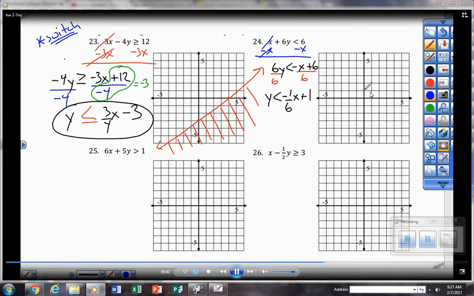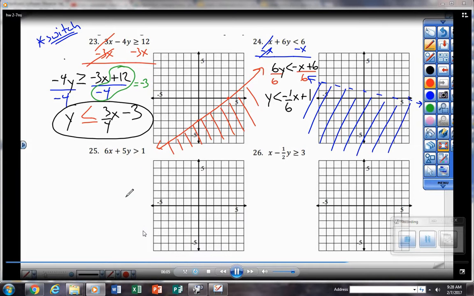Every time I run 6, I'm going to go down 1. So over 6, down 1. Be able to stair step the opposite direction. This is a dotted line because of that inequality, missing that equal line under there. This is less than, so I will shade below. All these points are good. 0, 0 would be the one I would choose to plug in with this fraction.